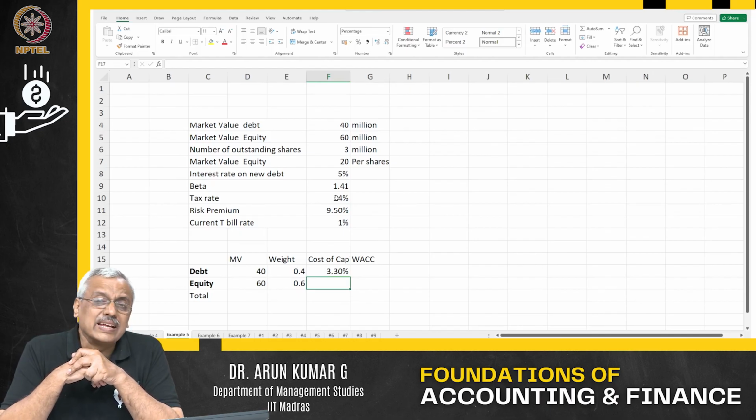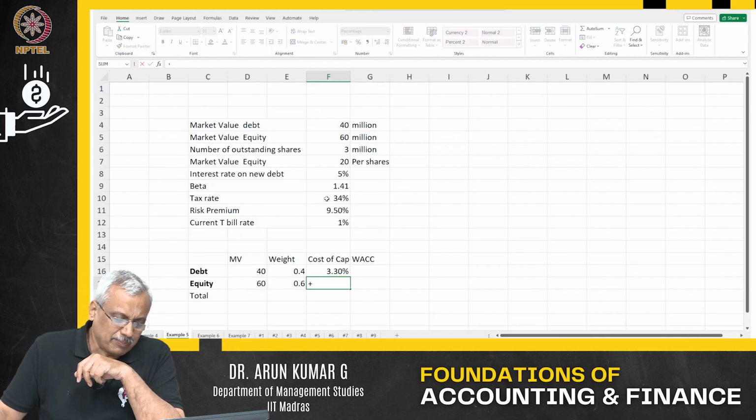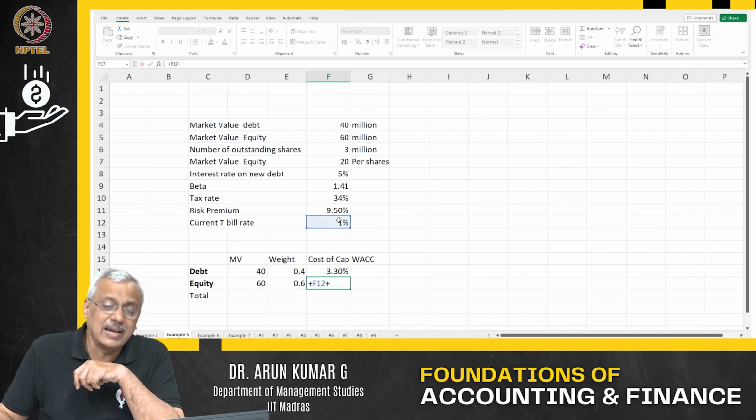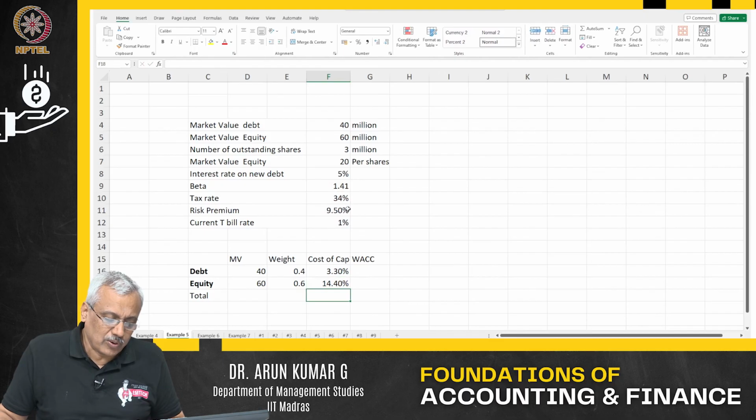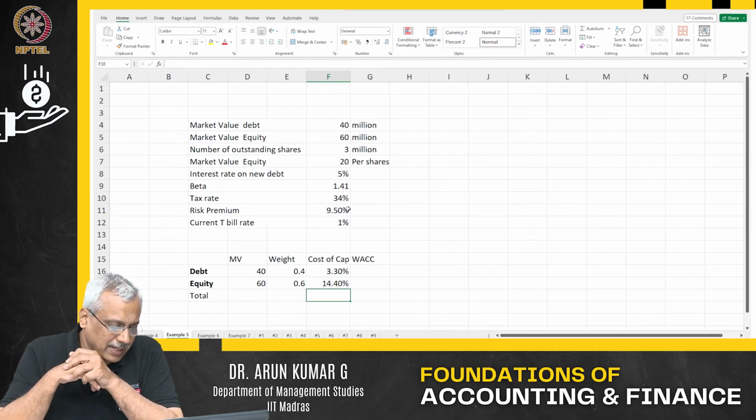What is the cost of equity? CAPM. What is the CAPM? Risk-free rate, current treasury bill 1%, plus beta. Beta is 1.41 into the risk premium, 9.5%. So, the cost of equity is going to be 14.4%.